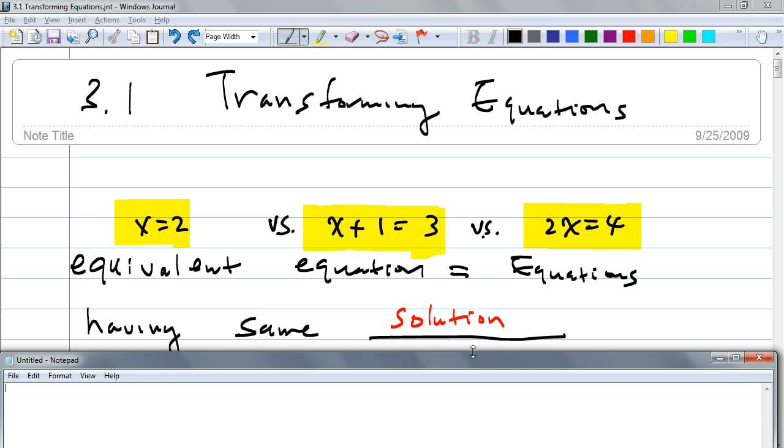So, I know that we just looked at it yesterday. Now, I want you to write it out. So, when we talk about equivalent equations, it means these are equations that may not look the same, but they all have the same solution, right? All these three equations have the solution of 2, right? x equals 2.